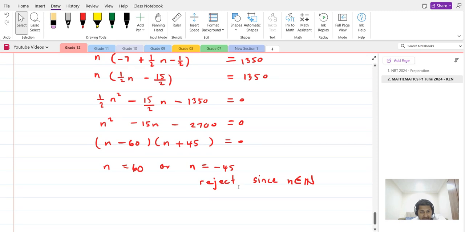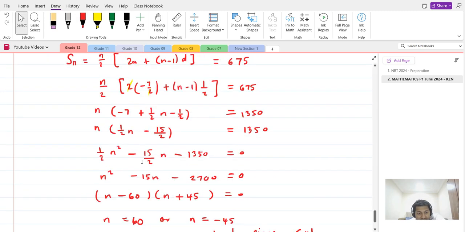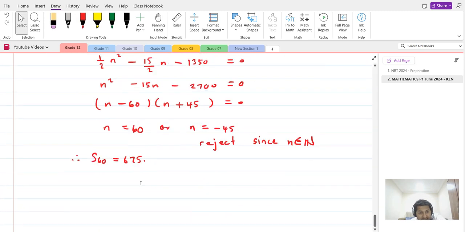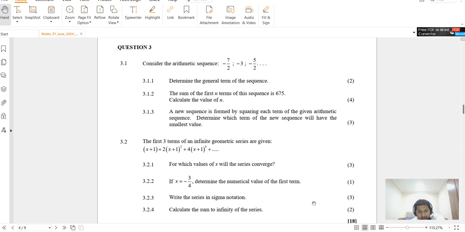So we can write, therefore, S60, the sum of the first 60 terms, is equal to 675. There it is. Calculate the value of n. There it is. Alright, so we can take that out. n equals 60. Next problem.